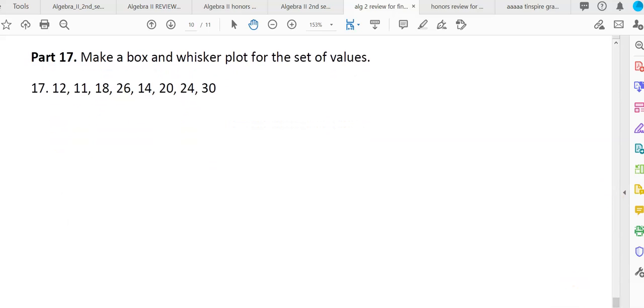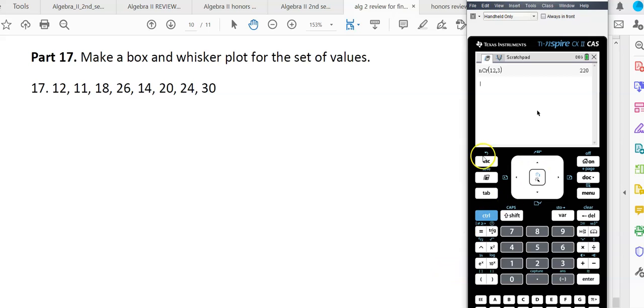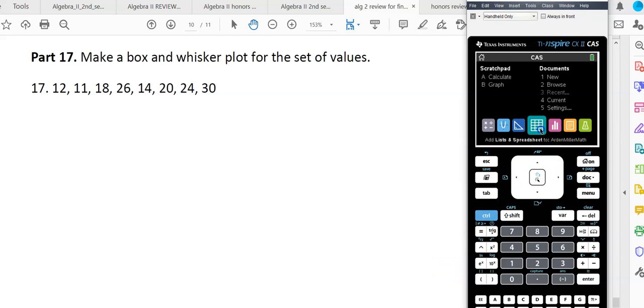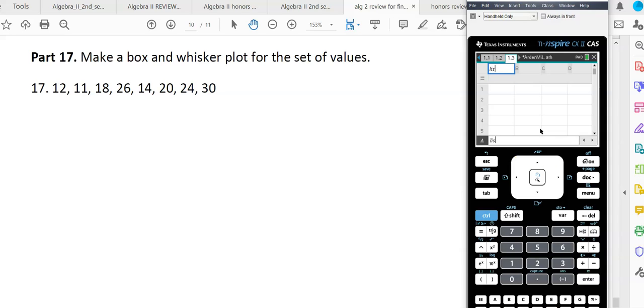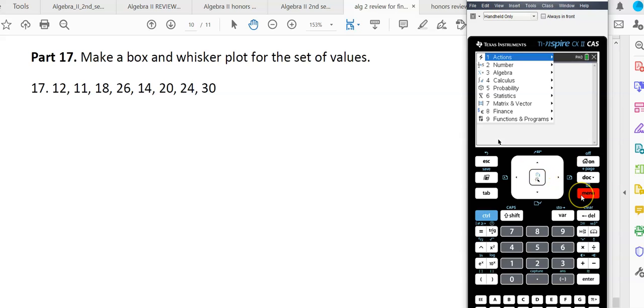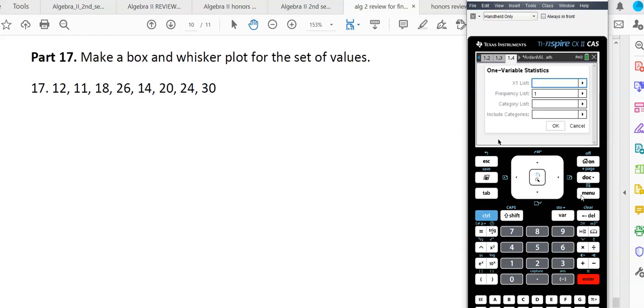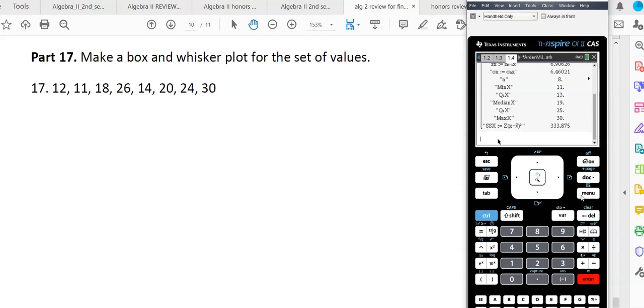Make a box plot. So this is more recent stuff. You probably know how to do this. You could consider letting the calculator do it for you. So I'm just going to call it list, 12, 11, 18, 26, 14, 20, 24, 30. So we're going to a calculator page, not a scratch pad, by the way. So menu 6.1, variable stats, choose list. It should do everything for us.